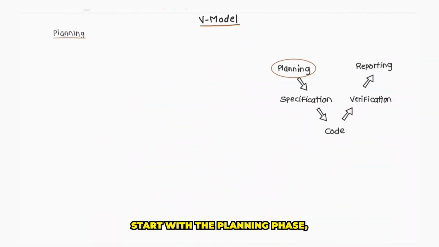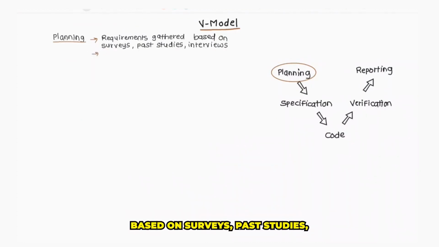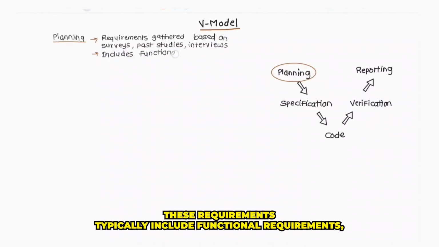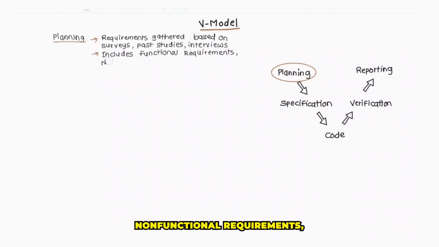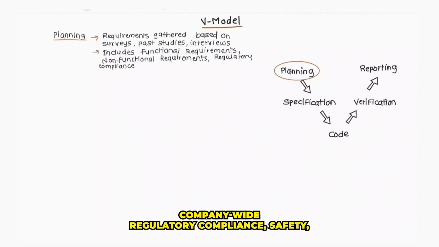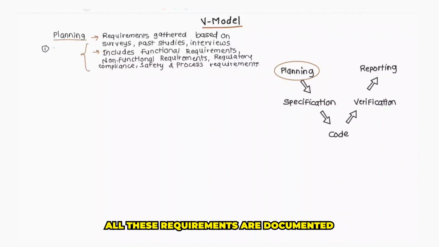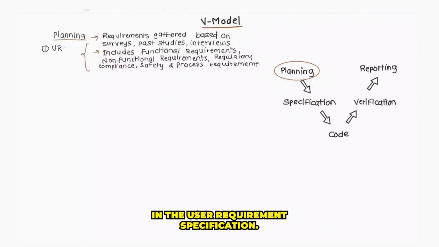So let's start with the planning phase. Initially, requirements expected out of the system are gathered based on surveys, past studies, and interviews with SMEs. These requirements typically include functional requirements, non-functional requirements, company-wide regulatory compliance, safety, process, and other applicable requirements. All these requirements are documented in the user requirement specification.